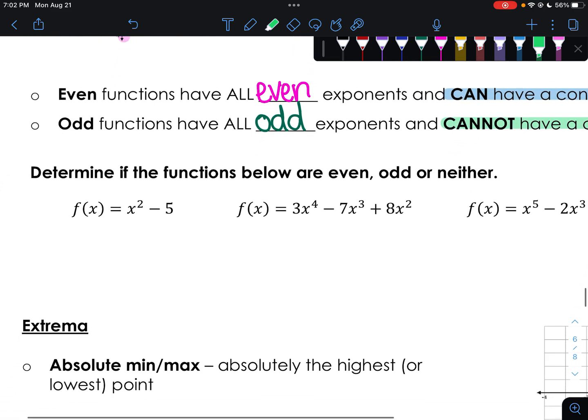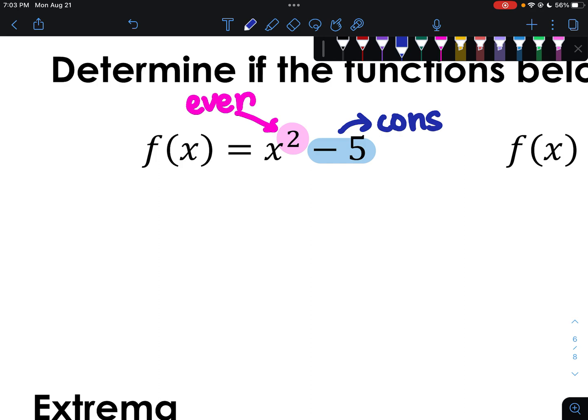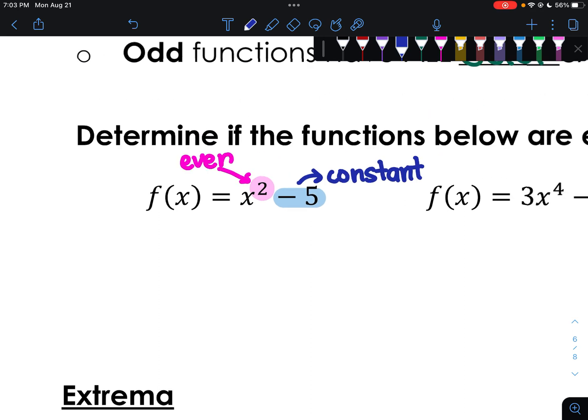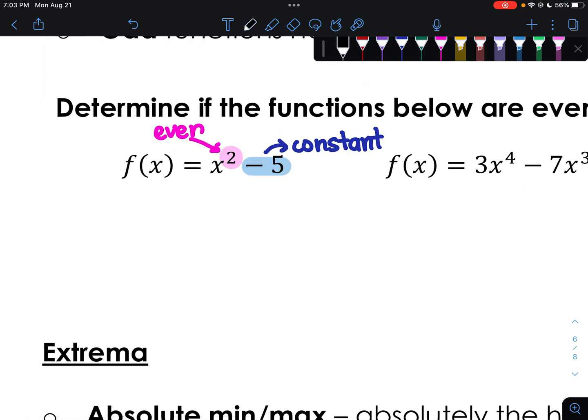So if we want to determine if the function is even, odd, or neither, we're going to check for its exponents. So if we look at this first one, I see that I have an exponent of 2. I know that that is an even number. And this right here is a constant. If we look back up at the first bullet, even functions are allowed to have a constant. That's an even exponent. So this is an even function. And it's going to have y-axis symmetry.